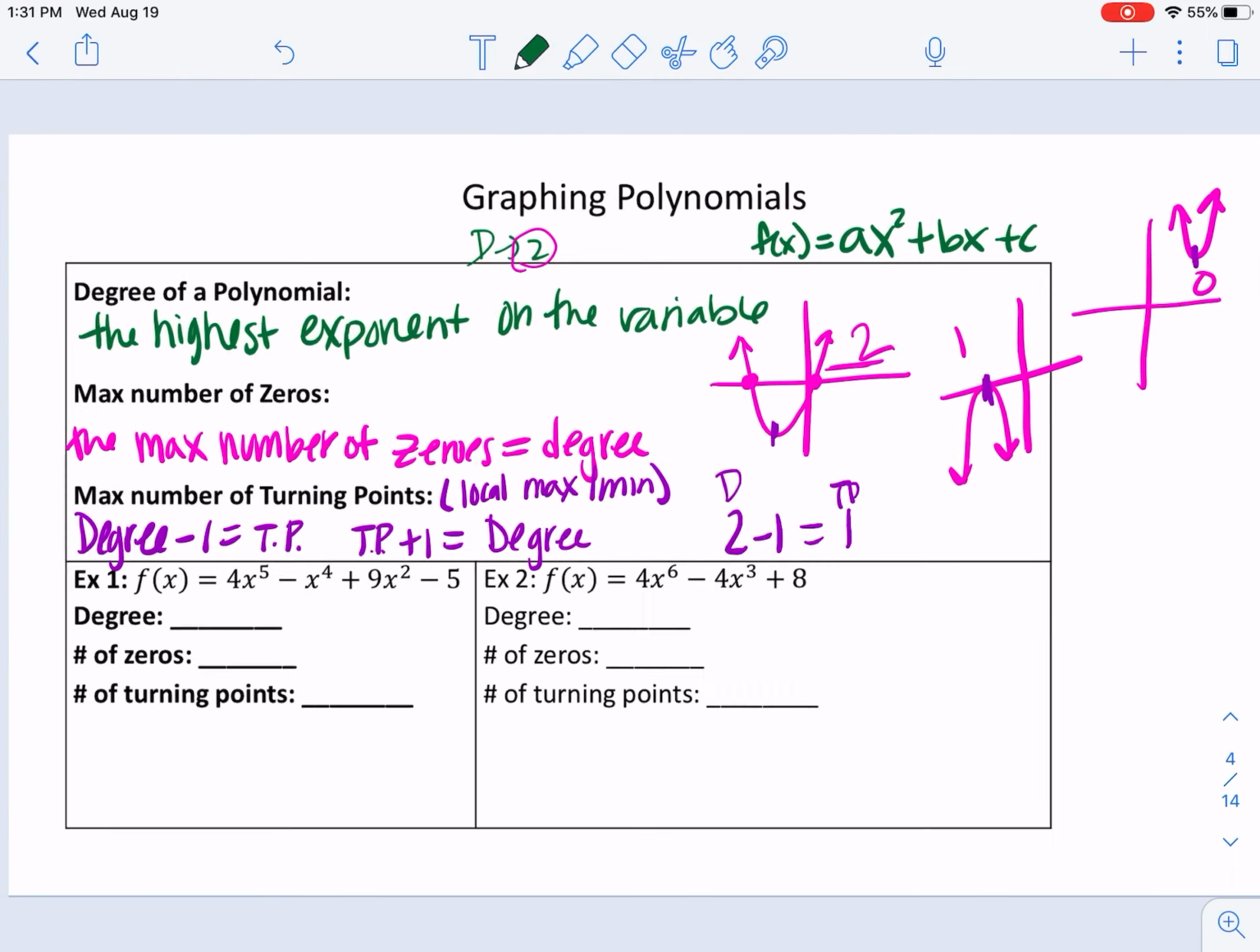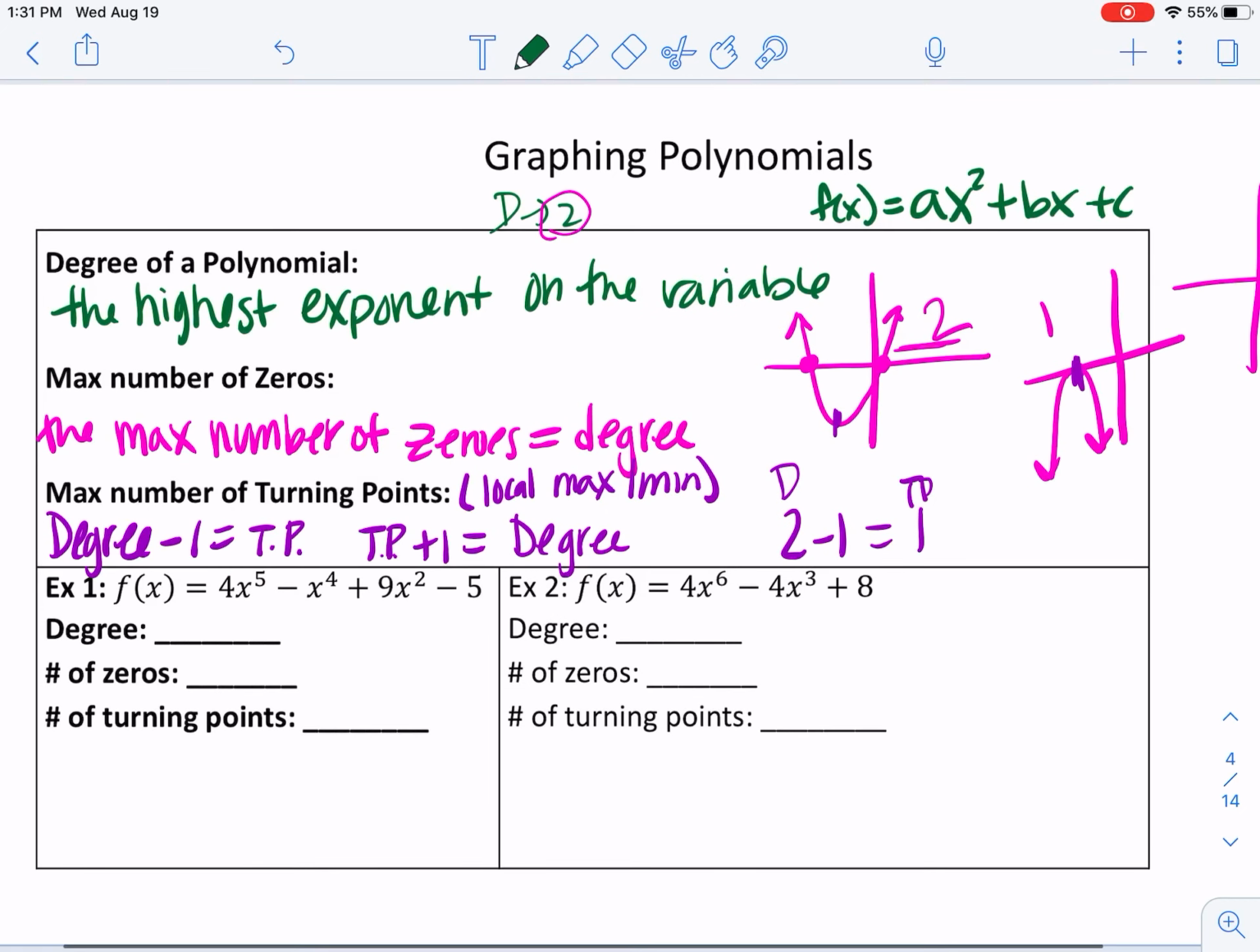So let's put this into practice and look at how we can find this information from an equation. To find it from the equation, the first thing we're going to notice is the degree. Once again, the degree is that highest exponent. So we have 0, 2, 4, 5. So my degree is 5. Once again, we have 0, 3, 6. So my degree is 6.